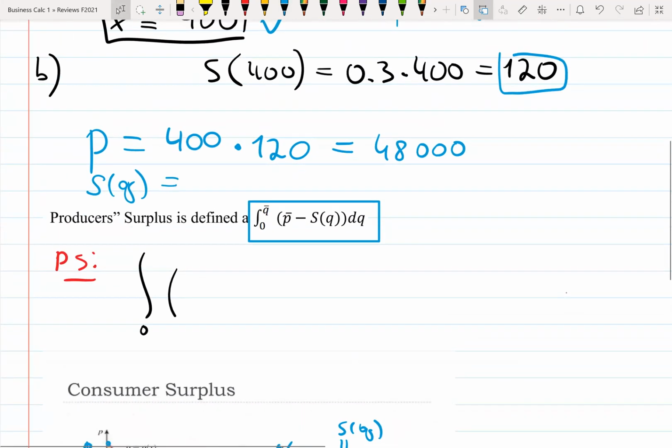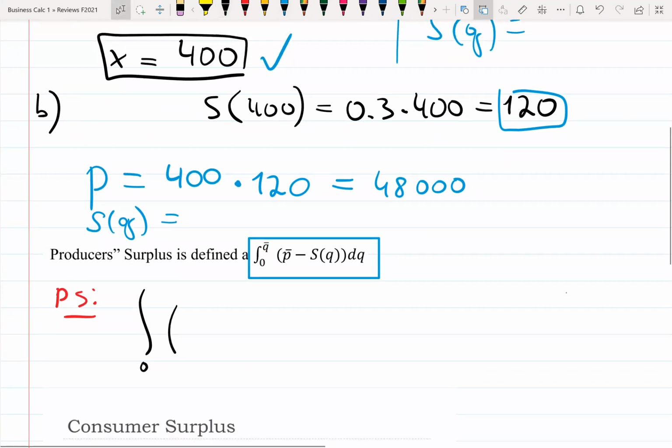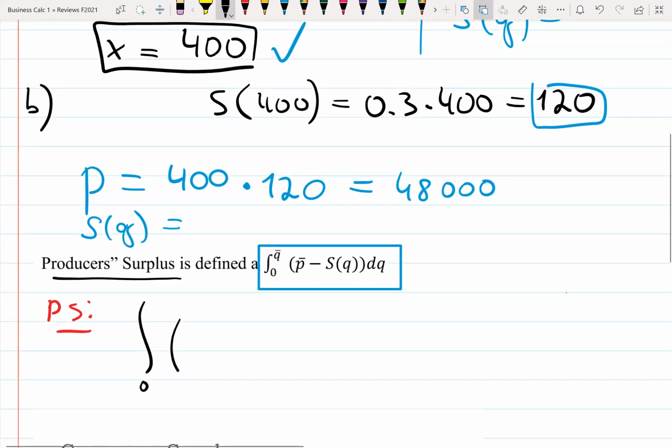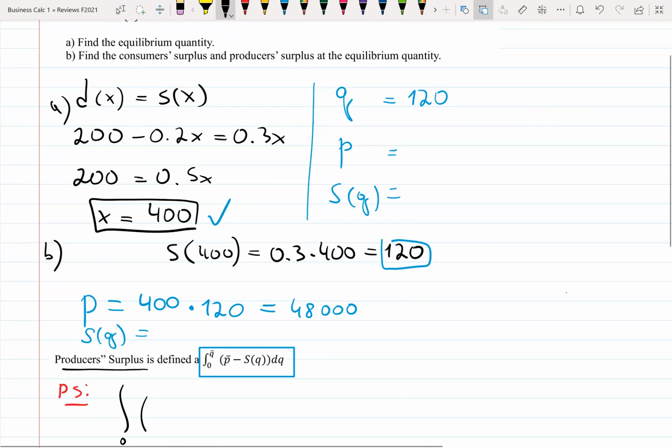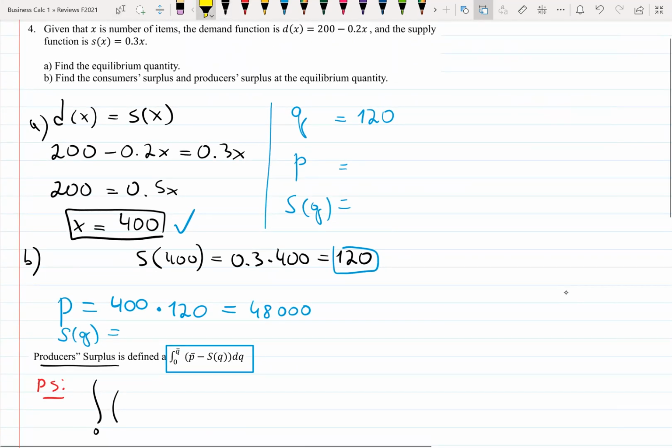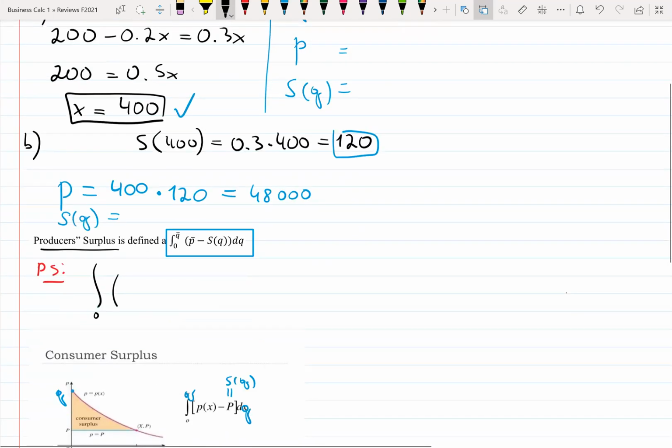Yes, so let's finish. Did you guys find this formula? What's S again, I guess? So we want to find producer surplus. So what's S? What's the equation for S? Because we have to find the integral of it. S is 0.3x. So the integral will be 0.15 x squared.